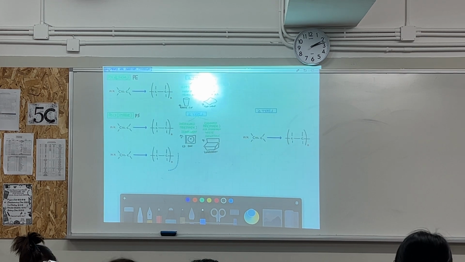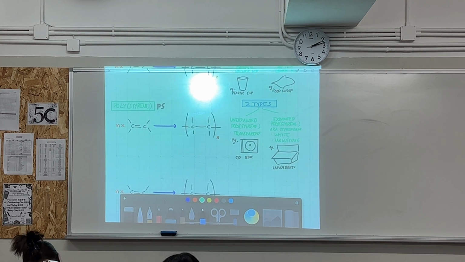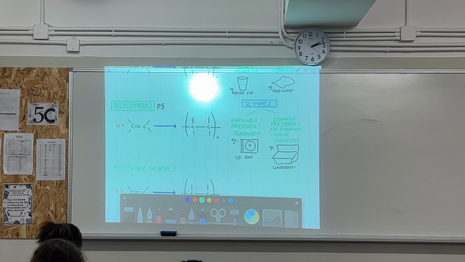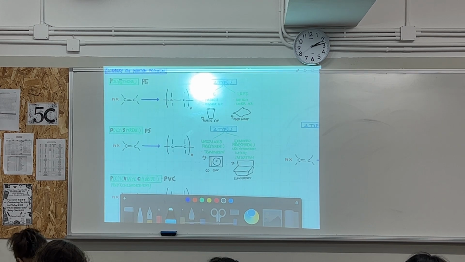Next up, what else? PVC. Does anyone remember polyvinyl chloride, which is found in vinyl? Its nickname is PVC. The systematic name is polychloroethene, and from that we can draw the monomer structure. And this is PVC. So we have PVC, and this is PS, and that's PE.